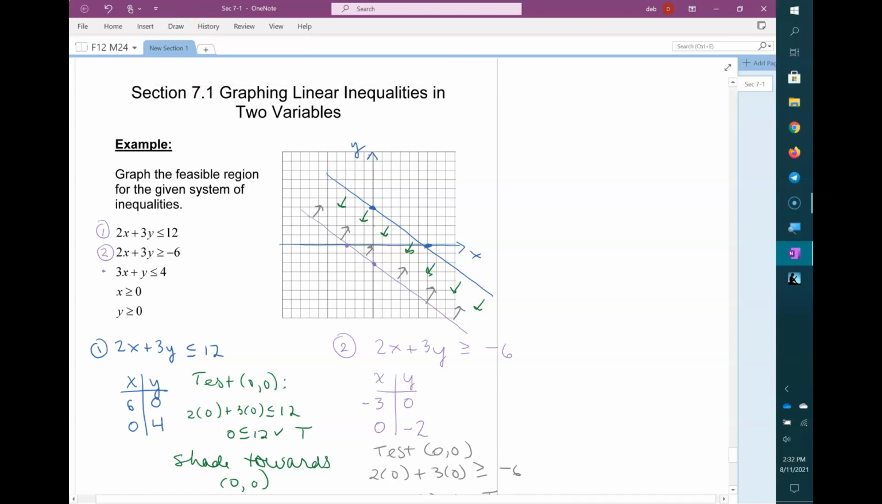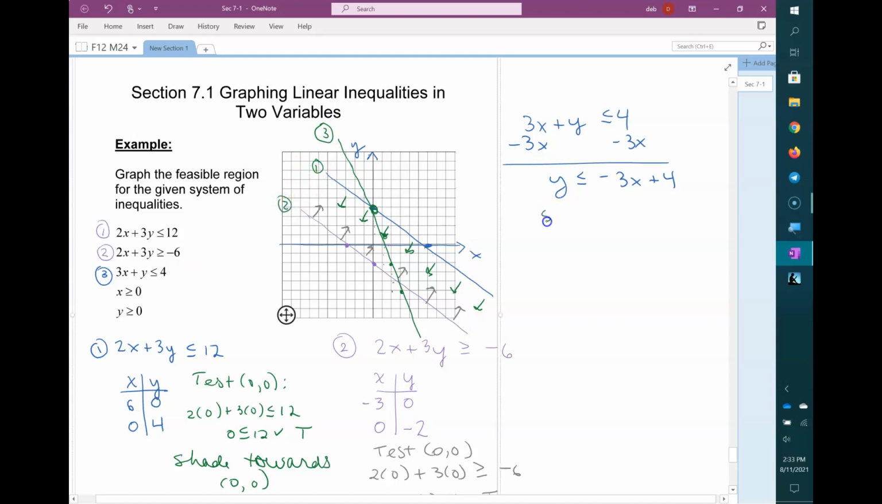Okay, and then the third line, we have 3x plus y is less than or equal to 4. Well, 3 doesn't divide evenly into 4. So this one we're going to solve for y and get y is less than or equal to negative 3x plus 4. So this one we're going to graph by starting at the y-intercept of 4 and then having a slope of down 3 over 1, down 3 over 1, down 3 over 1. So there's line number 3. There's number 1, number 2.